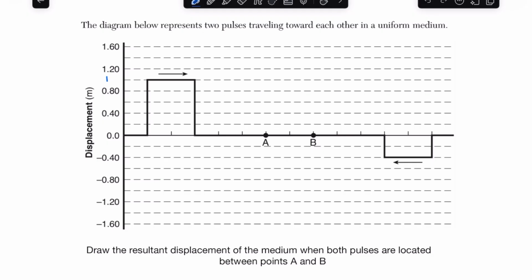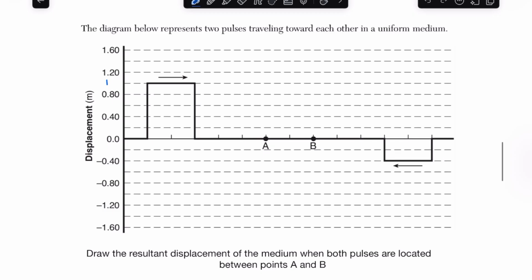Number 3, the diagram below represents two pulses traveling toward each other in a uniform medium. Draw the resultant displacement of the medium when both pulses are located between points A and B. So this question is asking us to draw the resultant, which is pretty easy. The pulse on the left has a displacement of 1 meter right here, and the pulse on the right has a displacement of negative 0.4 meter.